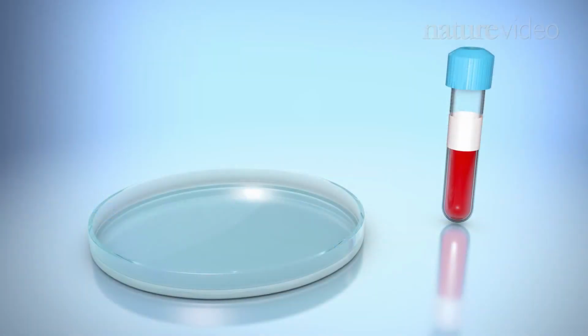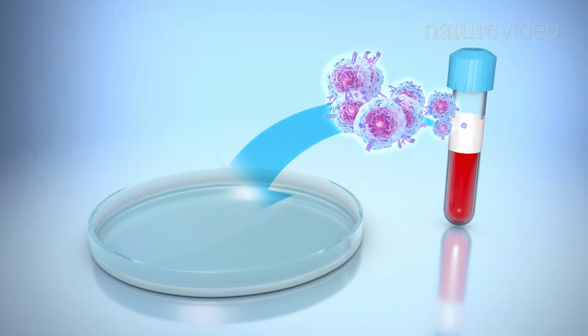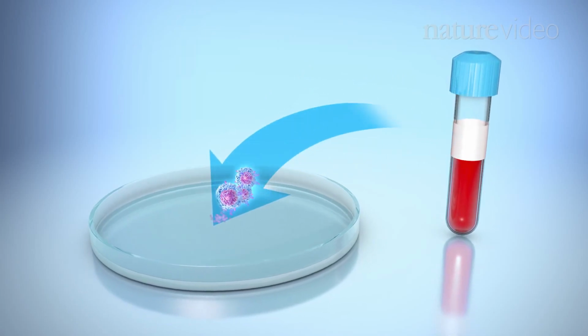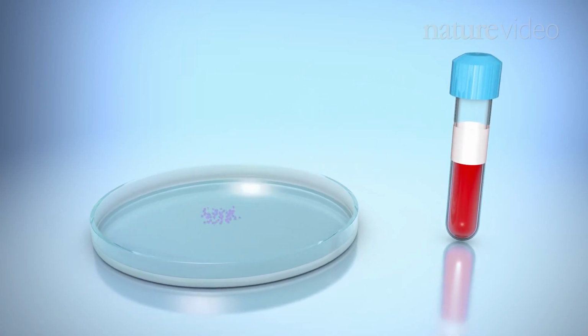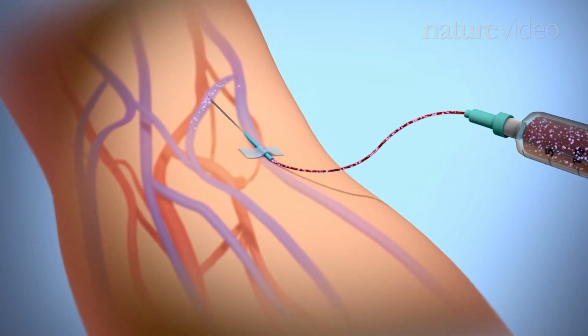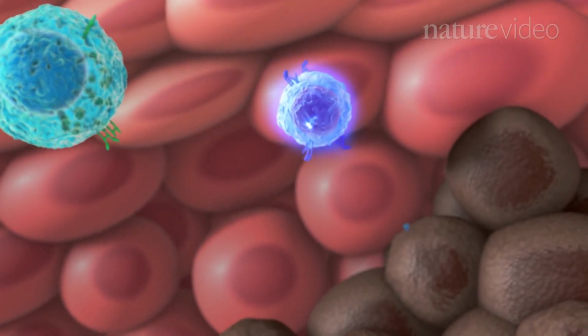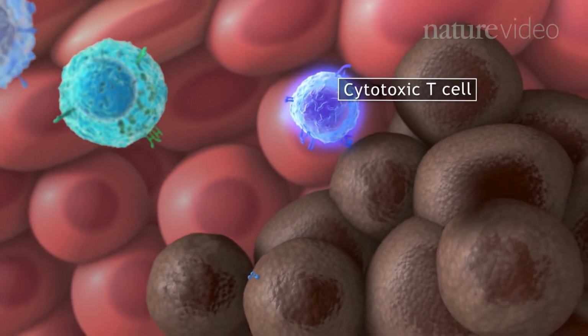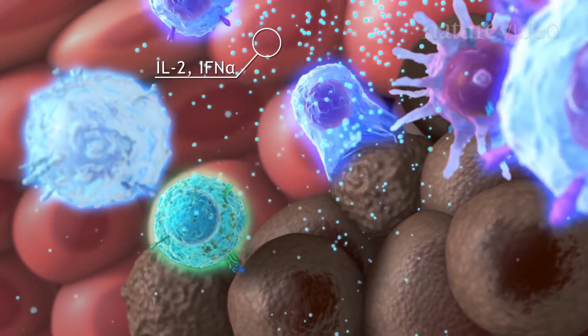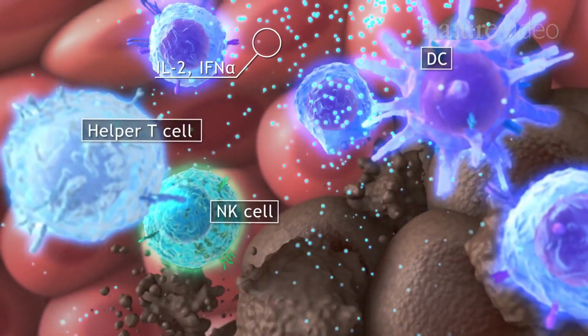One approach is adoptive T cell transfer. Cytotoxic T cells taken from patients with melanoma are selected for their ability to attack tumor cells. The best killers are infused back into the patient. Treating patients with cytokines, such as interleukin-2 and interferon alpha, can also boost the activity of anti-tumor immune cells.